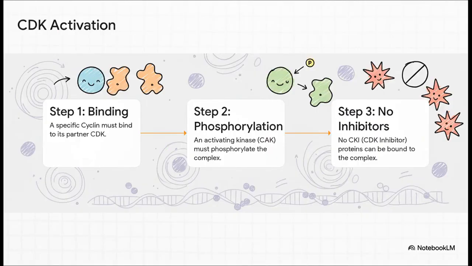And this is where you see the incredible layers of control. It's not enough to just put the key in the ignition. For a CDK to fire up, three things have to happen. First, the right cyclin has to bind to it. Second, another enzyme, an activating kinase called CAK, has to come along and add a phosphate group, kind of like giving it a final thumbs up. And third, you have to make sure there are no CDK inhibitor proteins, or CKIs, latched on, acting like a parking brake. It's a triple lock system to make sure the engine only starts at the perfect moment.